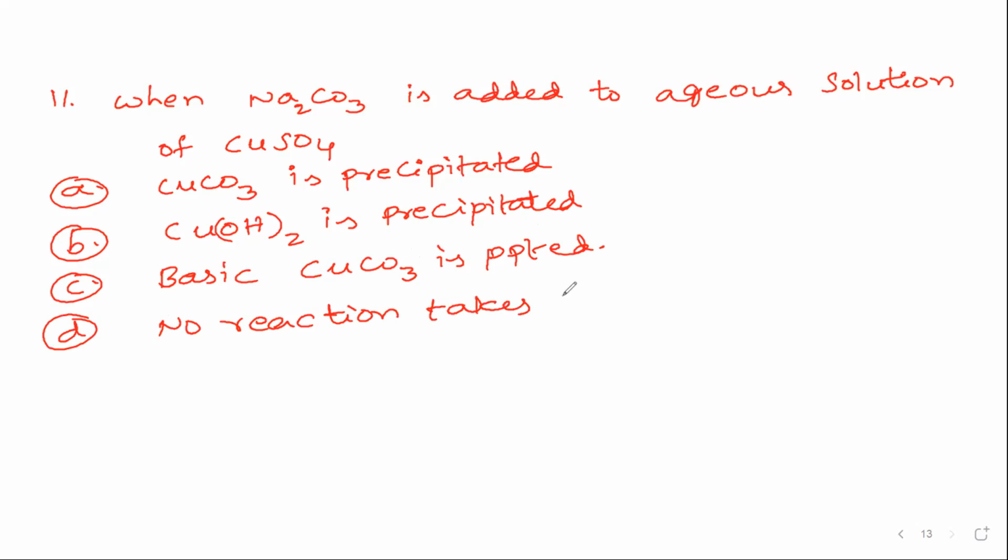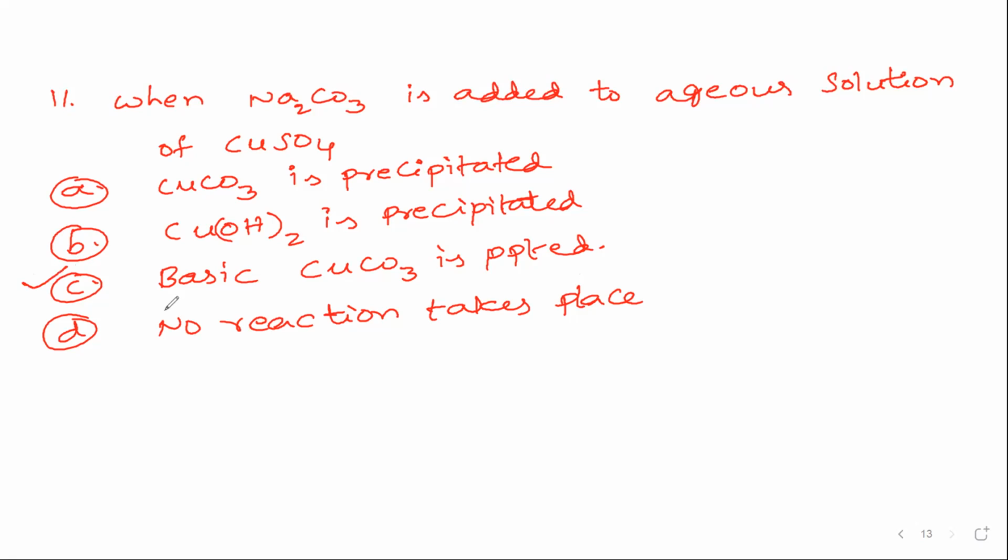Now we'll get the idea, but when you are writing for the entire syllabus of 11th and 12th, it will be difficult to strike at this moment. So that's why you have to be thoroughly practiced with all these things. So the answer for this, option A, B, C, D: basic copper carbonate is precipitated.